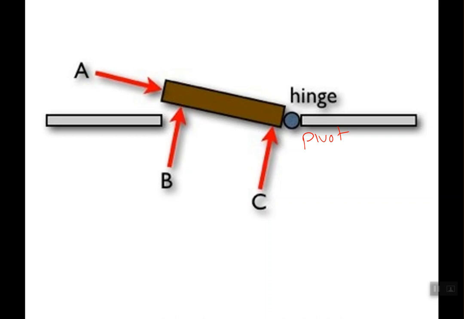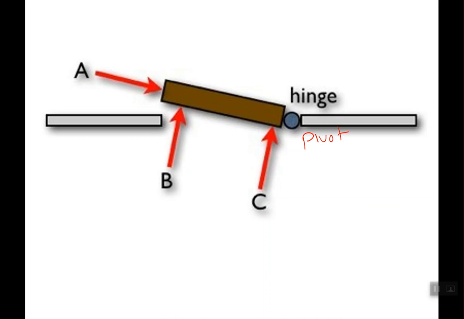Now, this moment, the turning effect of a force, depends on a few things. First off, it depends on the size of the force. Let's say I'm applying a force at B and I open the door. If I apply a bigger force, the door will have a greater turning effect. So moment depends on force. You could even say they're proportional to each other. You double the force, you double the moment.